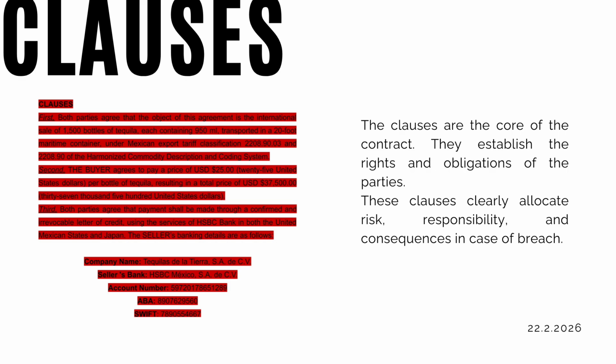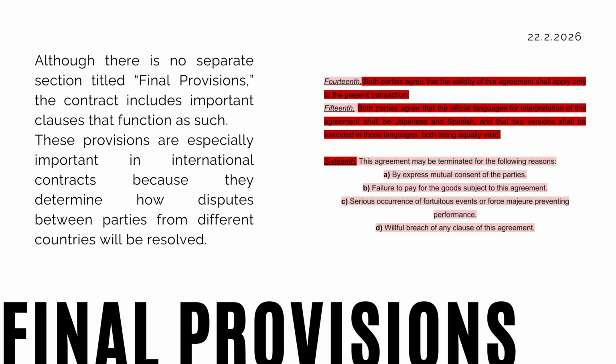Confidentiality and regulatory compliance. Tax allocation, the export taxes paid by the seller and the import taxes paid by the buyer. The languages, the Japanese and Spanish versions are equally valid, and the validity, that applies only to this specific transaction. These clauses clearly allocate risk, responsibility, and consequence in case of breach.